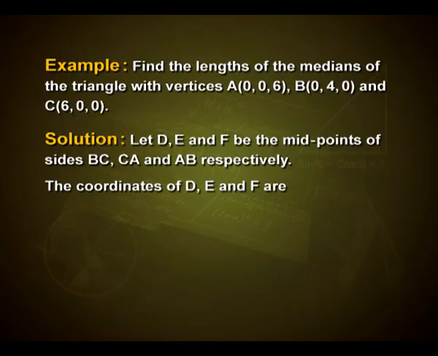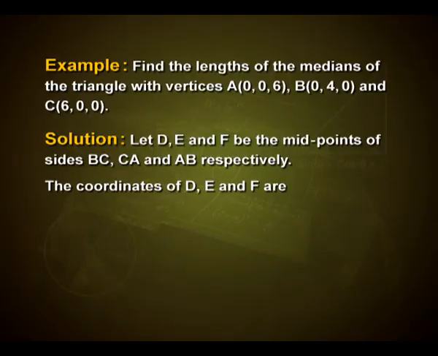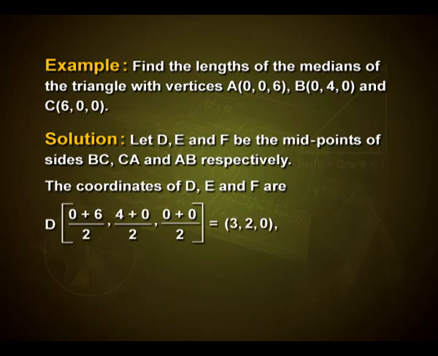So, the coordinates of D, E and F can be found out by using the formula (x1 plus x2) by 2, (y1 plus y2) by 2 and (z1 plus z2) upon 2. So, point D can be calculated as (0 plus 6) upon 2, comma (4 plus 0) upon 2, comma (0 plus 0) upon 2, that is equal to 3, 2, 0.